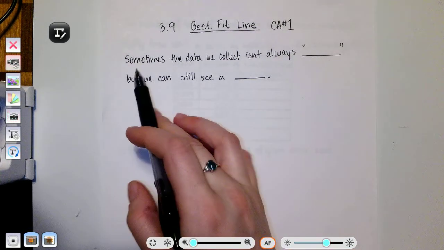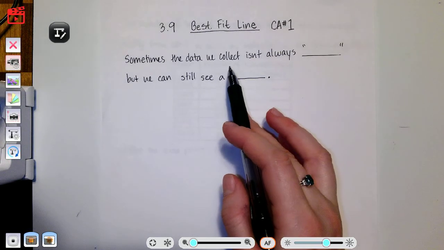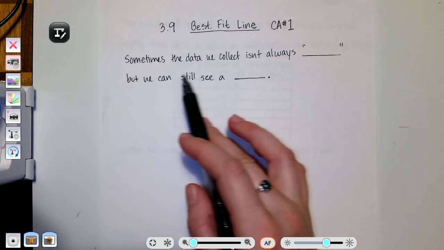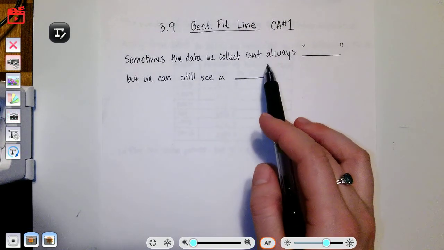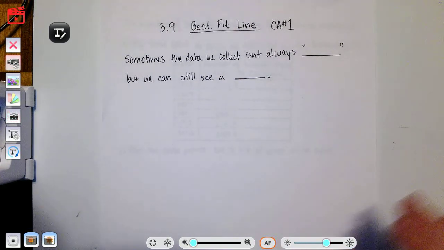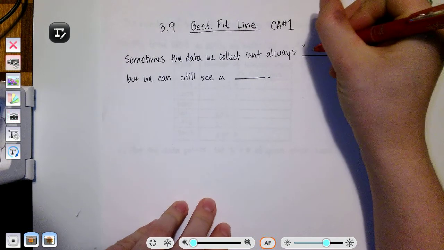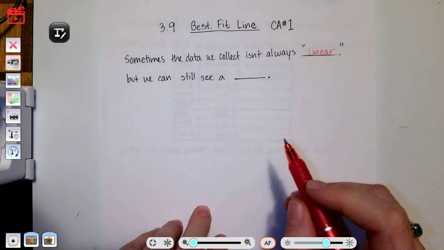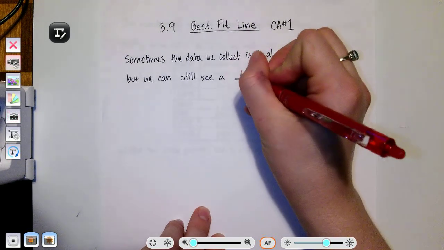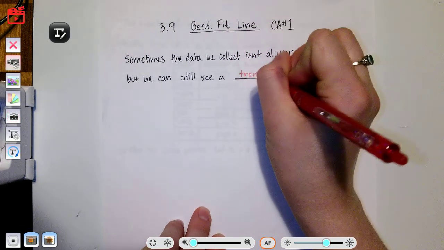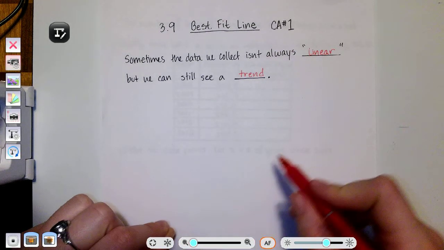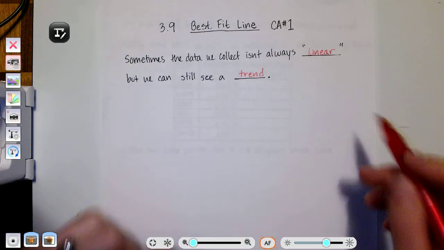Sometimes in life we might collect data and look at different random points and put it on a scatter plot. Sometimes the data we collect isn't always linear. Life isn't perfect, so data will not always end up linear. But we can still see a trend. We're going to look for the trend in our data, and that's where we draw the best fit line.